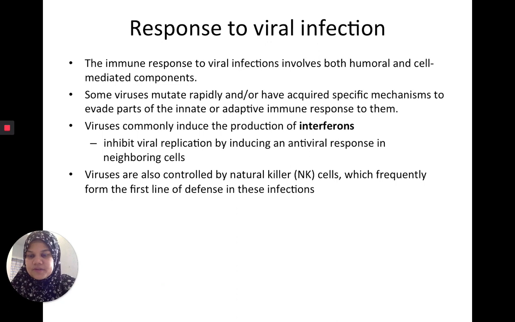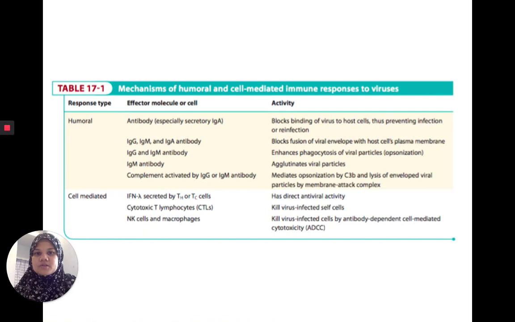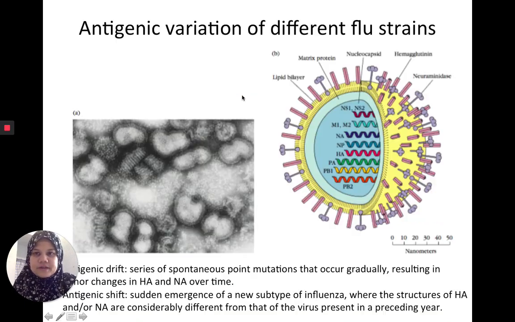So what is the response, once we know that some of these viruses are infecting us? The immune response is both humoral and cell-mediated, but the most common cytokines produced in response to viruses are interferons. They're able to inhibit viral replication by inducing an antiviral response in the neighboring cells. Viruses are also controlled by natural killer cells, which are the first line of innate response against viruses. This table, you can go through later, but it tells you what the effector molecules are and what they do in response to viruses.